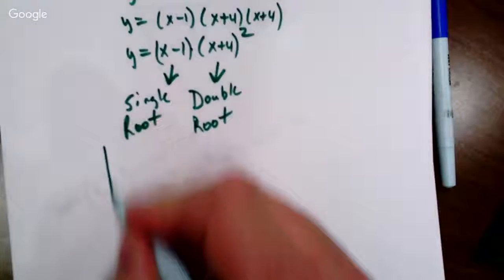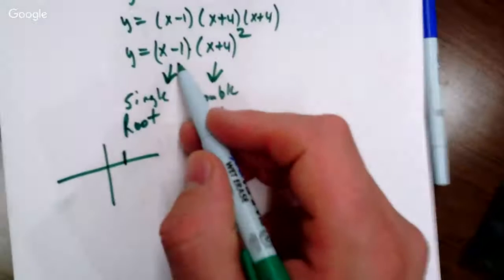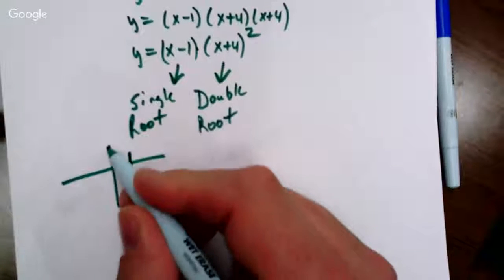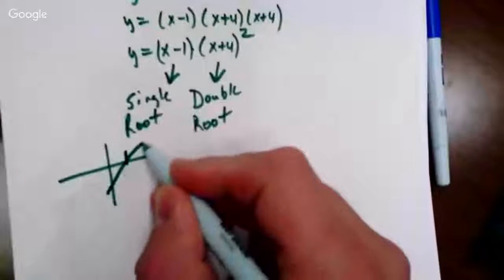Now, a single root, what does it look like? There's going to be one at 1, because x minus 1 is a factor. Set it equal to 0 and solve. That means 1 is going to be our root, so the graph is going to go straight through. Is it going to go like this or like this? I don't know, but it's going to go straight through it.